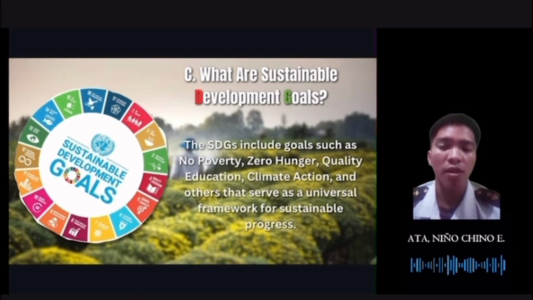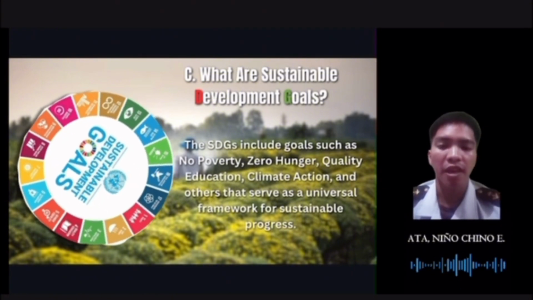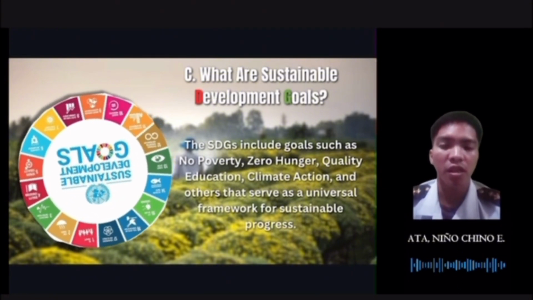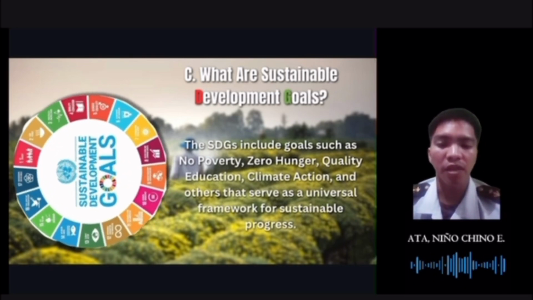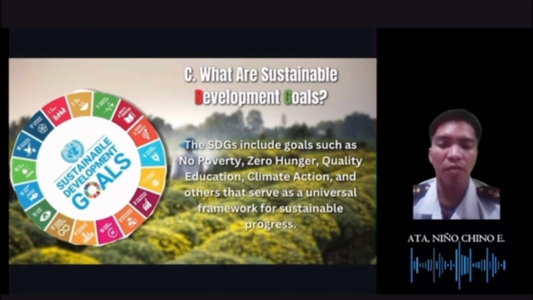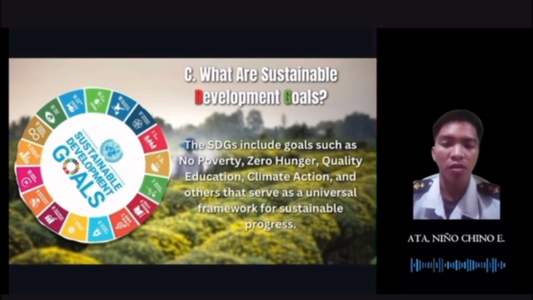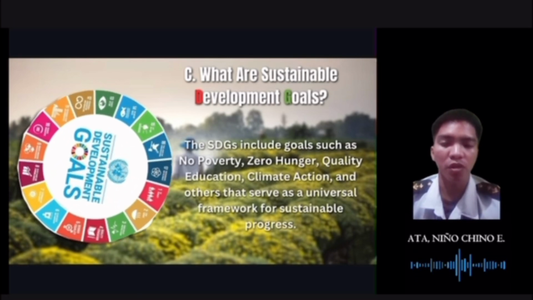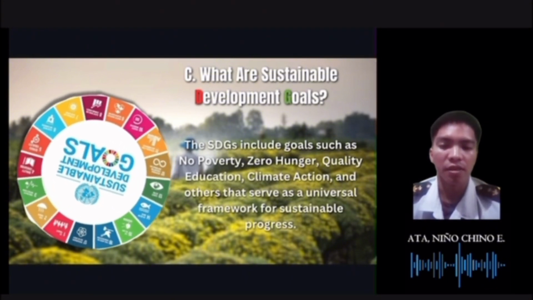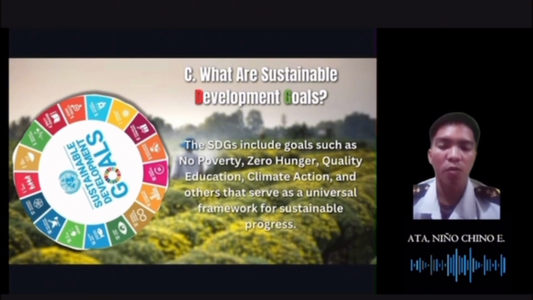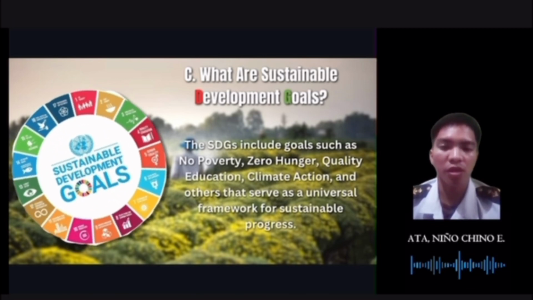So, what makes the SDGs important? They help countries work together. They guide policies, programs, and developments. They protect both people and the environment. They ensure progress is sustainable, not just for today but for the future generation. In simple terms, the SDGs are the world's long-term plan for a better life and a better planet by 2030.